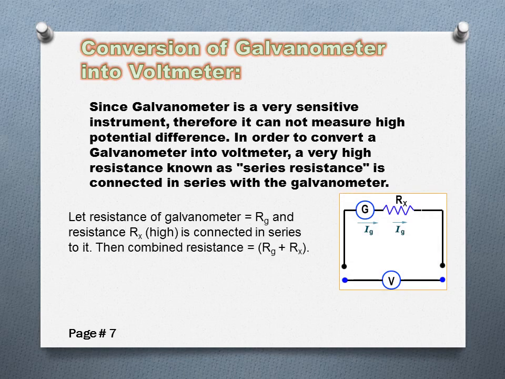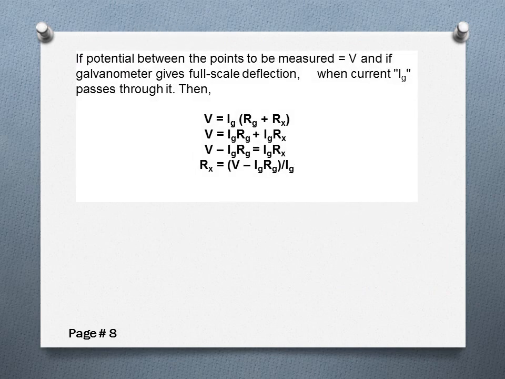Let resistance of galvanometer be Rg and a high resistance Rx is connected in series to it. Then the combined resistance will be equal to Rg plus Rx. If potential difference between the points to be measured is V, and if galvanometer gives full scale deflection when current Ig passes through it, then V equals Ig into (Rg plus Rx), V equals Ig Rg plus Ig Rx.